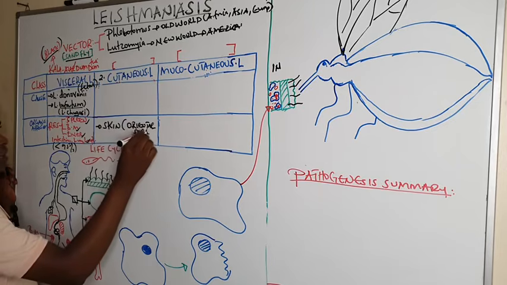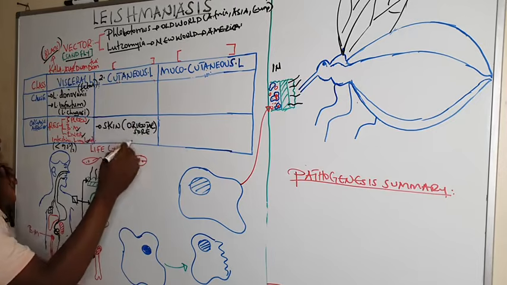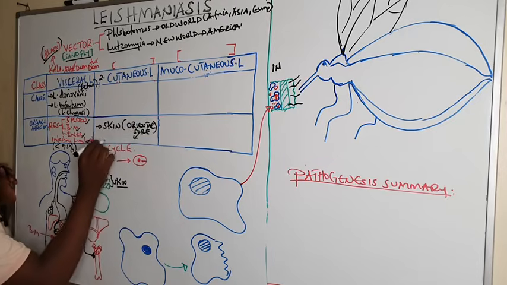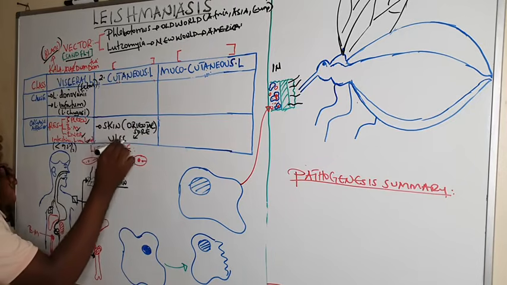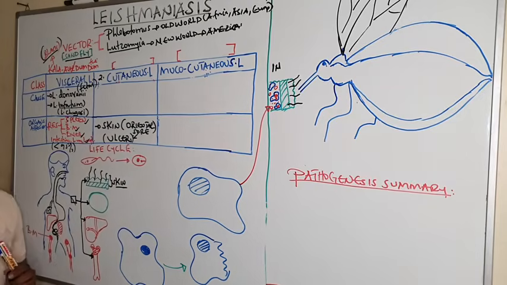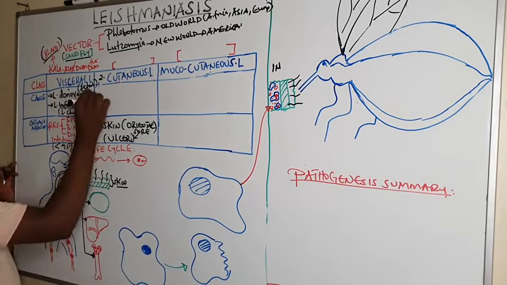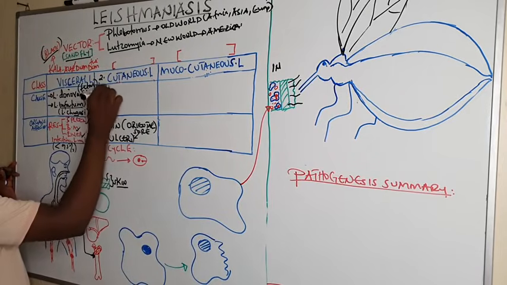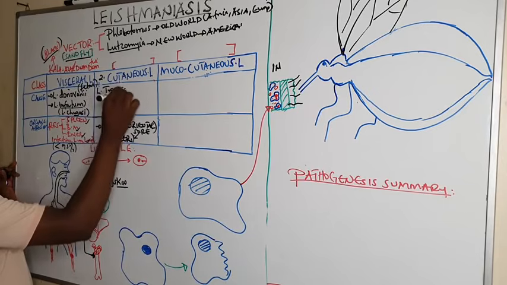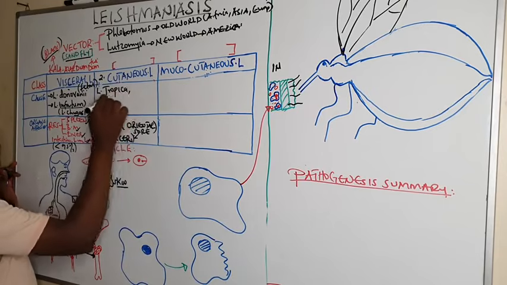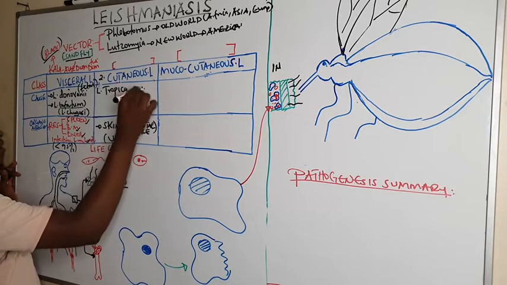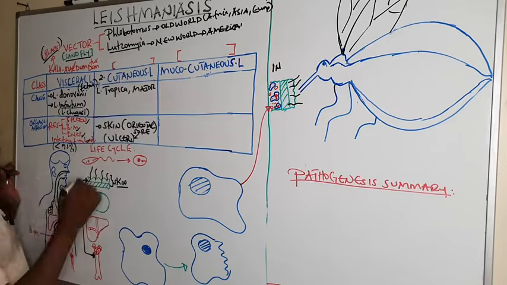And these sores can undergo rupture to cause what we call skin ulcers. This is what we call cutaneous leishmaniasis, and the major cause is Leishmania tropica. We have Leishmania tropica, we have Leishmania major. These are some of the causes.